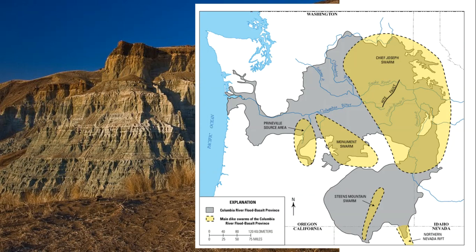Here's some of the Columbia River flood basalts. You can see the layers of basalts and so forth. But this is what happened when they erupted. They covered an area that large. It's a lot of area.